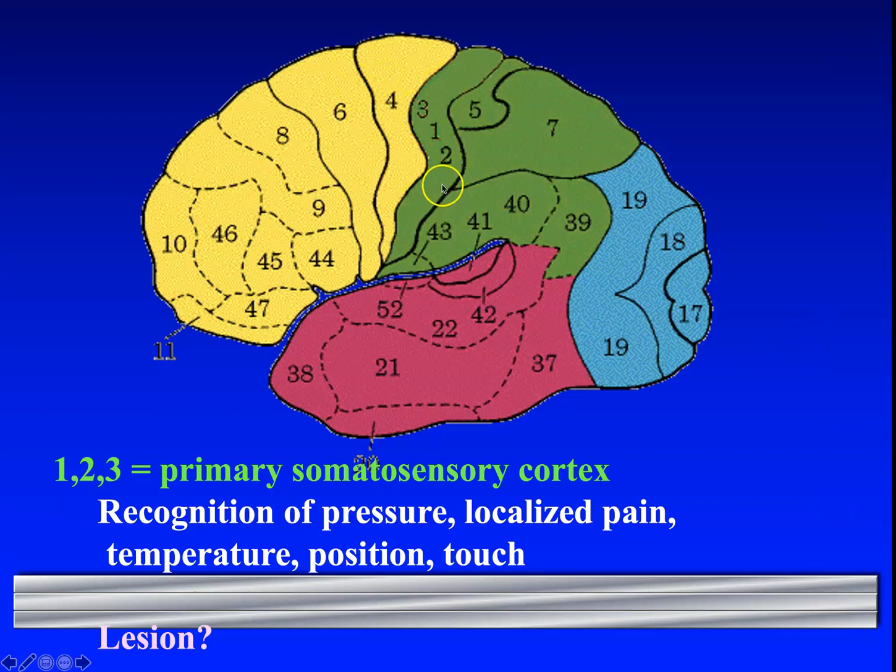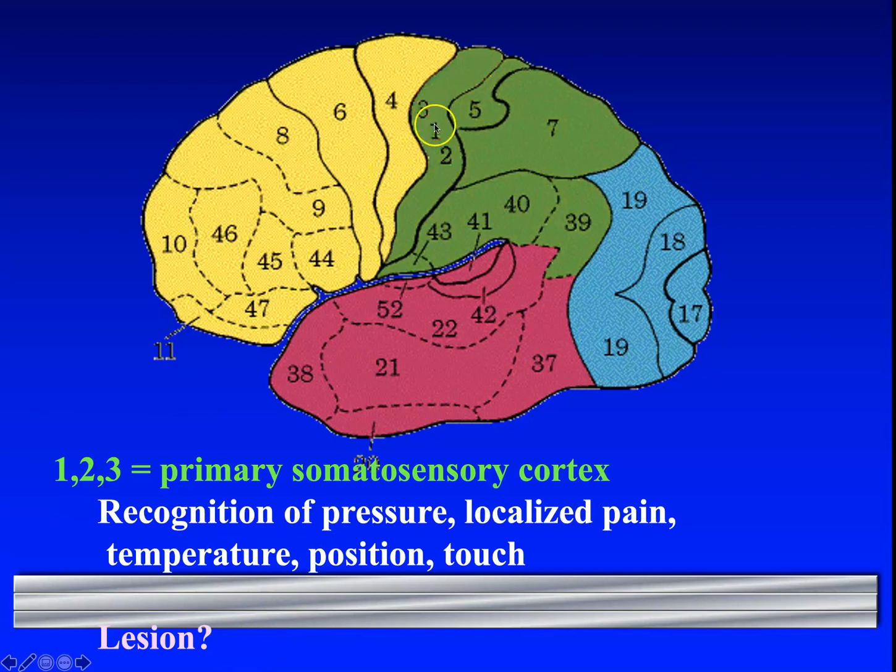Areas 1, 2, 3, right here. That's in the parietal lobe. That is the postcentral gyrus. This is the primary somatosensory area. And what I'm going to want you to know is the numbers, the name, what it does, and then what would happen if it was lesioned.